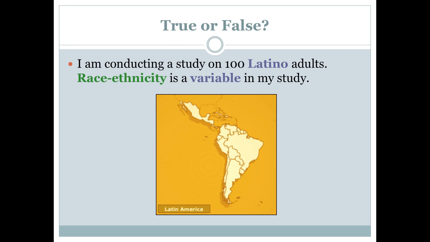No, it could not be, right? Since everyone in my sample is Latino, there would be no point to look into race, ethnicity. Race, ethnicity, on the other hand, would become a variable if my sample was composed, let's just say, of 100 US adults of varied ethnicities.